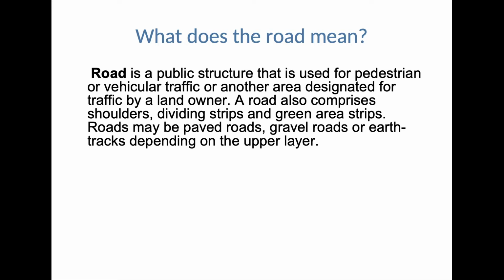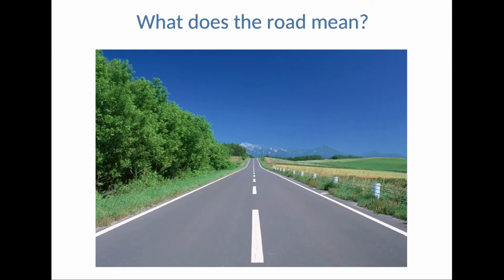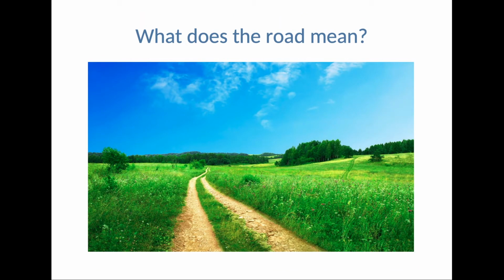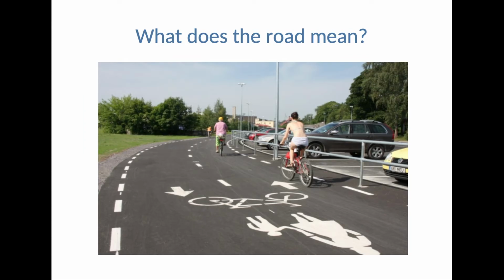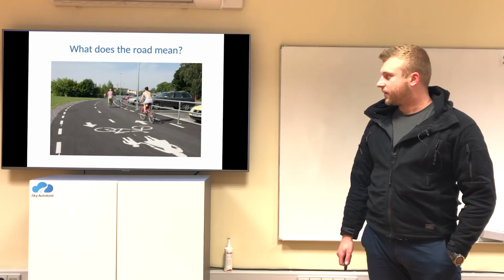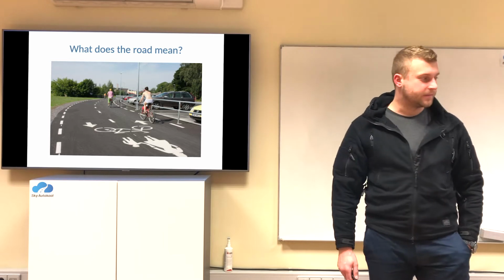A road is a public structure used for pedestrians or vehicles, cars, and so on. A road also comprises shoulders, carriageway, dividing strips, and this kind of stuff. I will show you the picture after, and you will see exactly what I'm talking about. For example, this is a paved road, earth tracks, a road for bicycles. Everything is a road, all these pictures that you see.